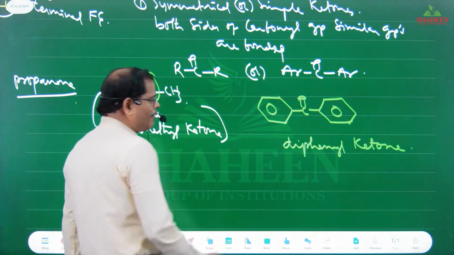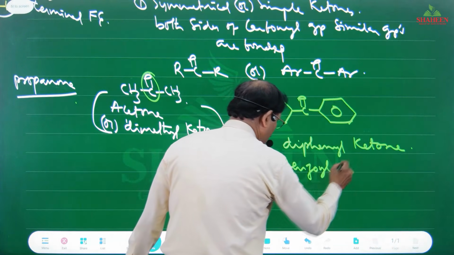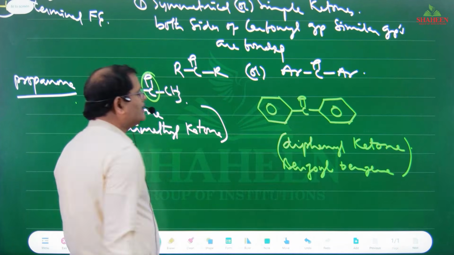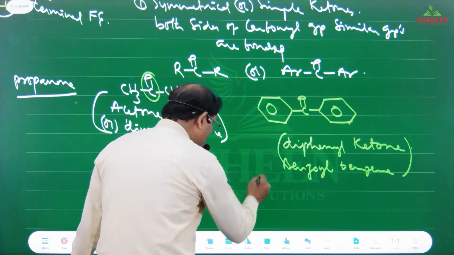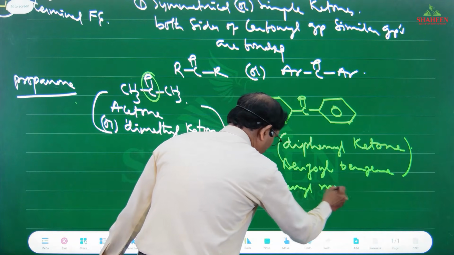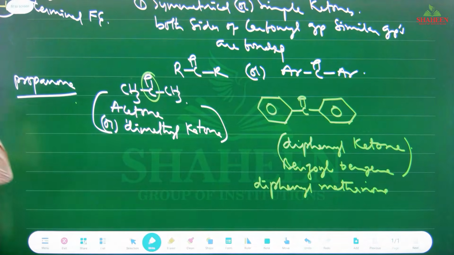Or we can say benzoyl benzene, benzoyl benzene is also correct. And diphenyl methanone, this is the IUPAC name. Diphenyl methanone is the IUPAC name. So in this way, ketones can be divided into two types.